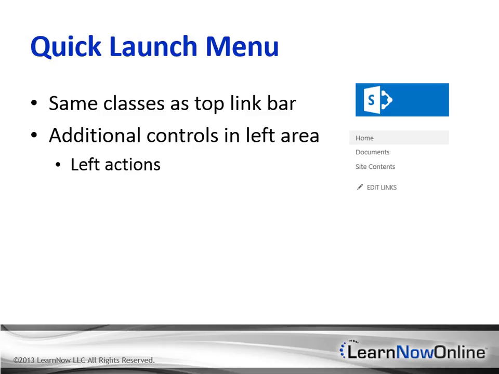So there's left actions as well as the quick launch bottom. The quick launch bottom is what you see when you see site contents. That's actually part of the quick launch bottom. And there's also contextual and secondary navigation. For example, if we were to add some documents to the documents library, you would see the recently modified documents underneath the documents library. So what we're going to do now is configure the top link bar and the quick launch menu.